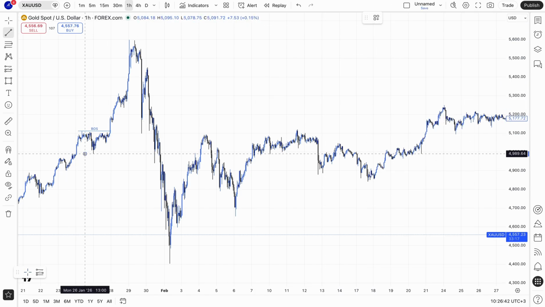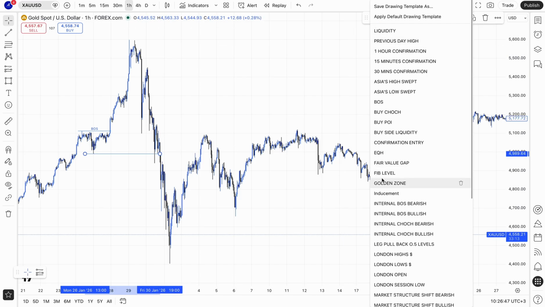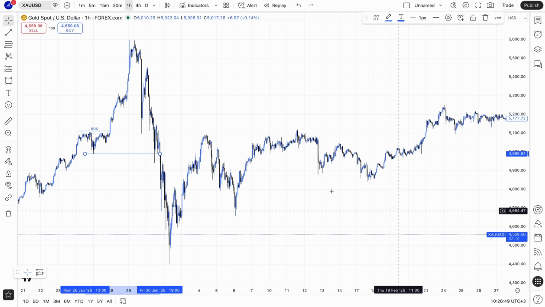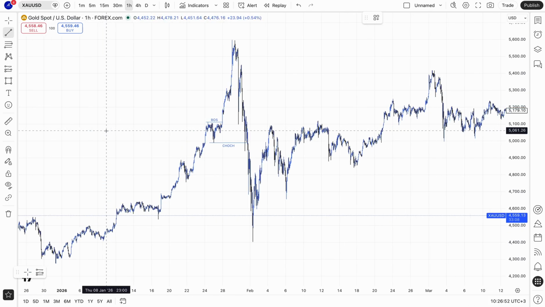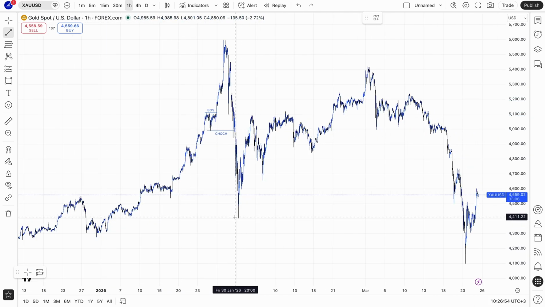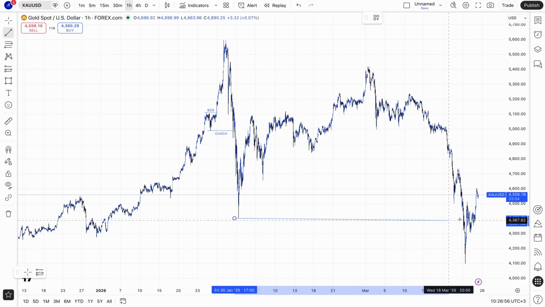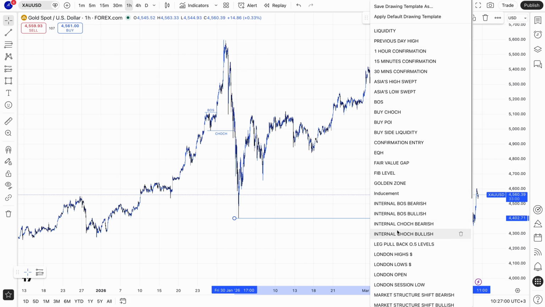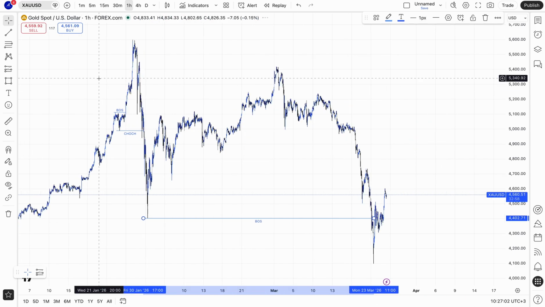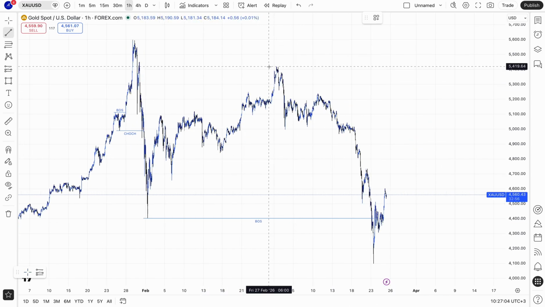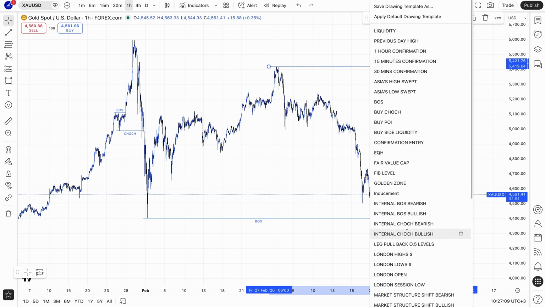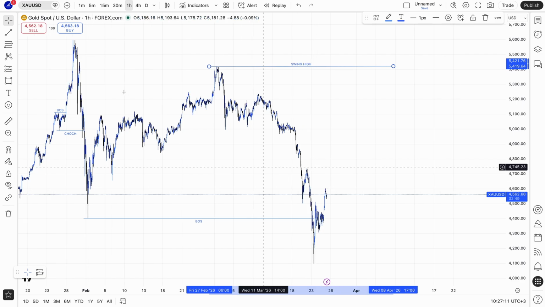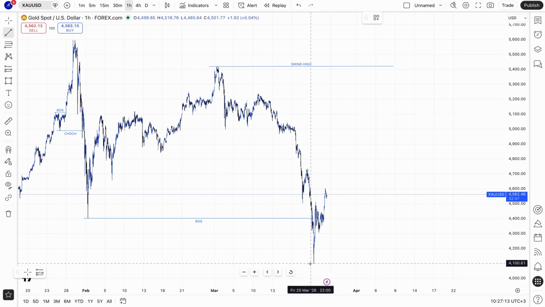Then we had our change of character to the downside. Then we had our continuation break of structure to the downside. Super simple, right? And that means this is our swing high. And this is our swing low.